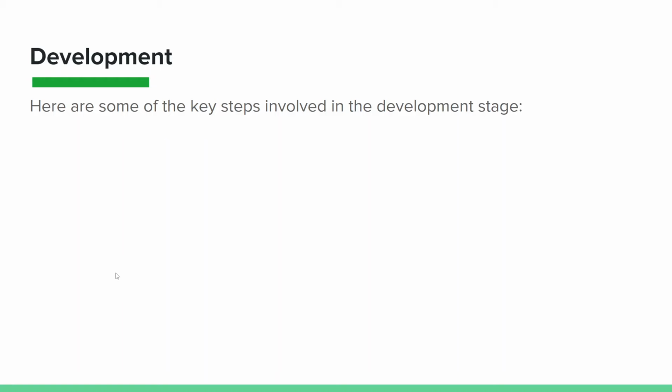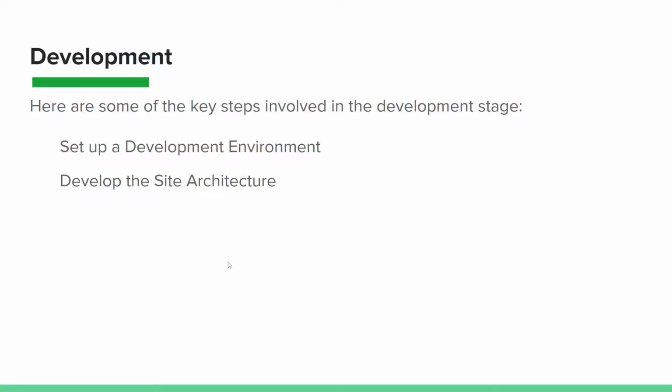Some key steps involved in the development stage involve setting up a development environment. So before beginning development work, it's important to set up a development environment on a local machine or server, and this typically involves installing the necessary software like a web server, a database, a CMS, a text editor, or integrated development environment.